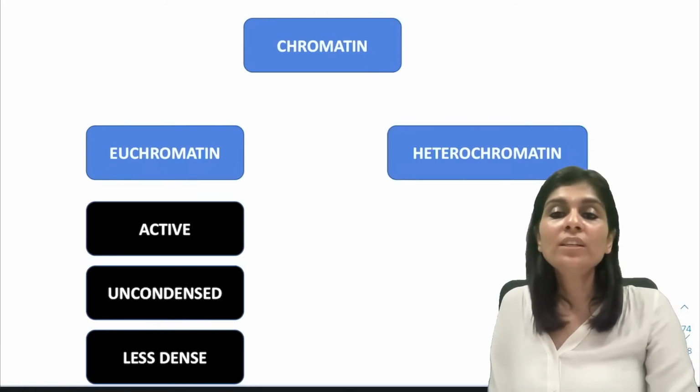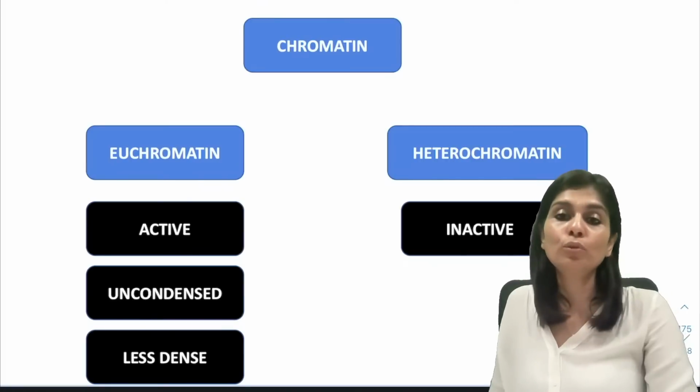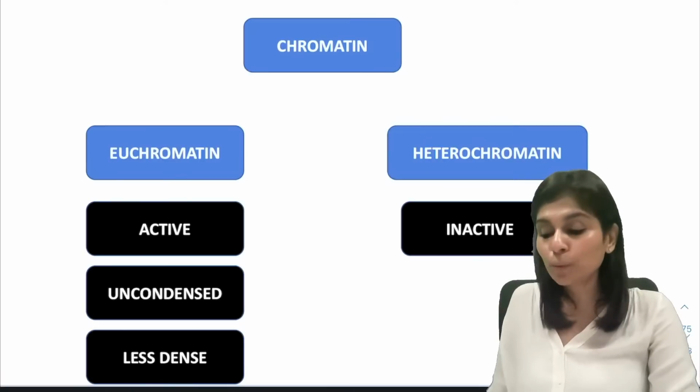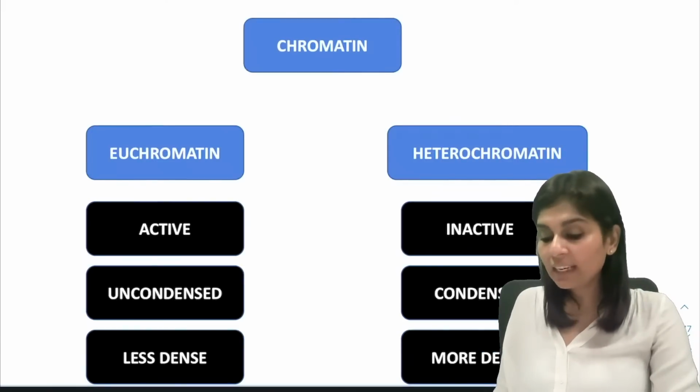In contrast, what is heterochromatin? Heterochromatin is the transcriptionally inactive region of a chromosome. When it is completely inactive, to enable packaging, it has to be highly condensed. When it is highly condensed, it stains more densely.